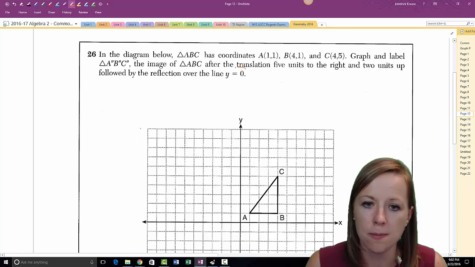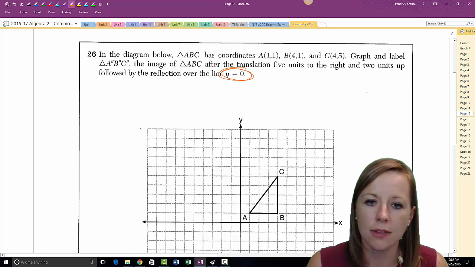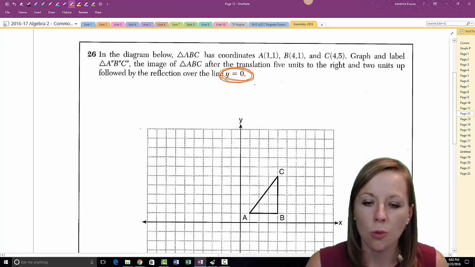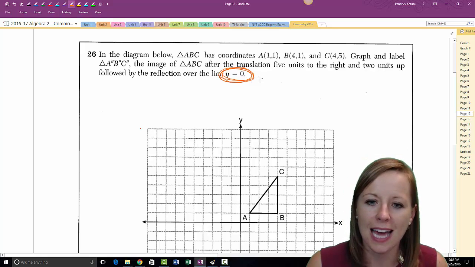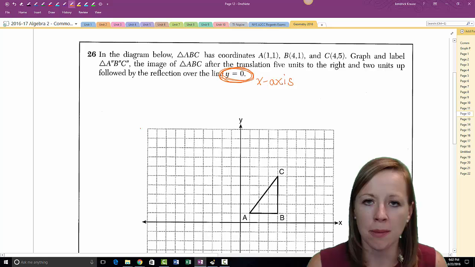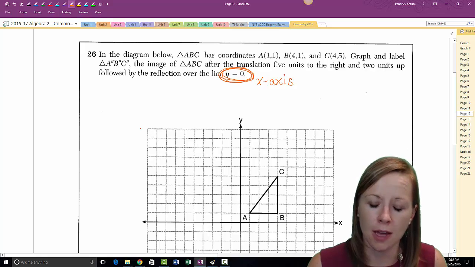I'm going to tell you a secret. If you made a mistake on this question, it was probably this. Either that or you miscounted. y equals 0 is the x-axis. It is not the y-axis. So that's where a lot of people made a mistake. You would only earn 1 point if you did that.